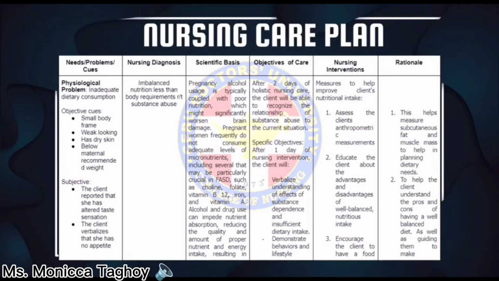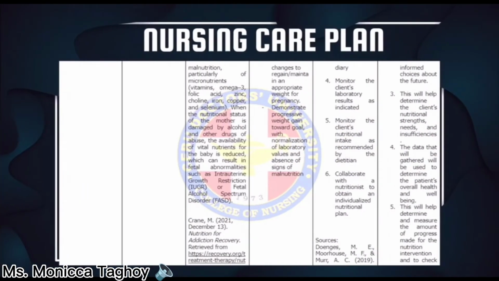So for our scientific basis, alcohol usage during pregnancy is typically coupled with poor nutrition, which might significantly worsen brain damage. So if a pregnant woman does not frequently consume adequate levels of micronutrients like choline, folate, vitamin B12, iron, and vitamin A, they may be particularly crucial in FASD. In addition to that, alcohol and drug abuse can impede nutrient absorption, reduce the quality and amount of proper nutrient and energy intake, resulting in malnutrition, particularly of micronutrients, which I have mentioned a while ago.